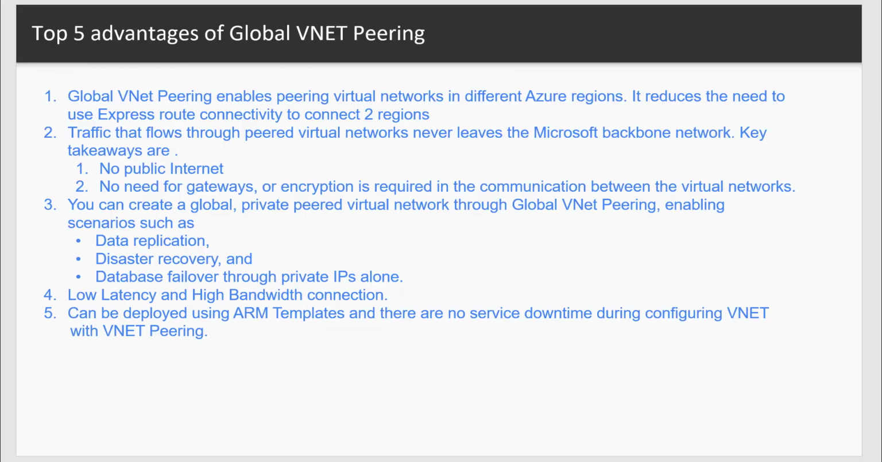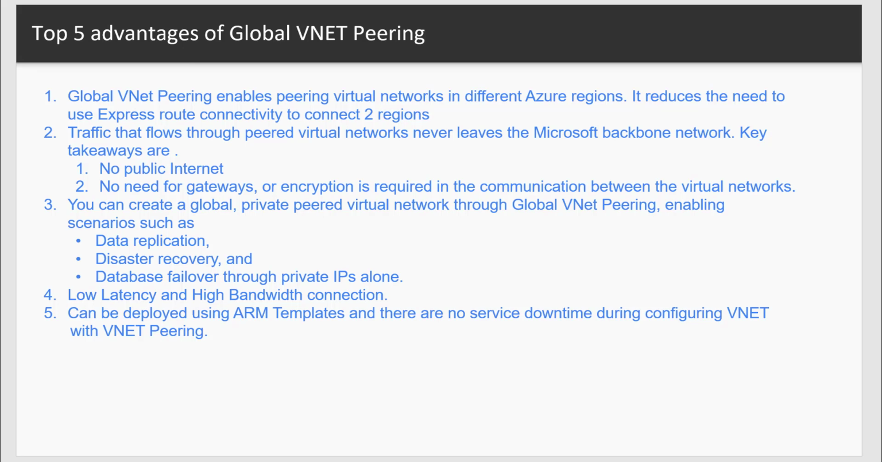There are 5 key advantages which I want to highlight. The first and foremost one is that it reduces the need to use ExpressRoute connectivity to connect regions. There is also no need to connect through VPN. The main thing is that the traffic flows through the Microsoft backbone, and it removes any need for backbone connectivity through ExpressRoute. And the key point I want to mention is there is no public internet. Traffic never flows through the public internet, and there is no need for any gateways or encryption.